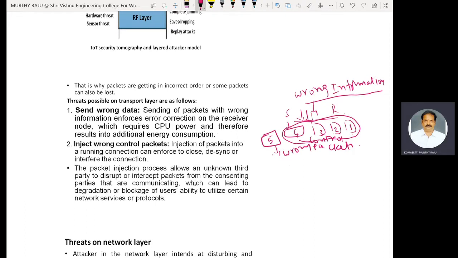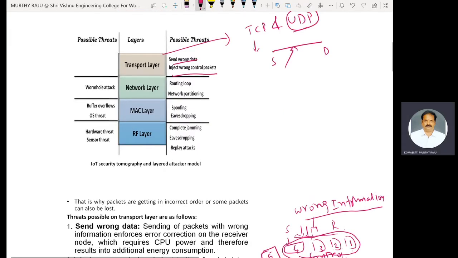and the receiver node. They intercept packets from the consenting parties that are communicating, which can lead to degradation or blockage of users' ability to utilize certain network services or protocols. 4 packets okay, the 5th packet is the wrong packet. It disturbs the communication between the source node and the receiver node. This one is the transport layer attack.